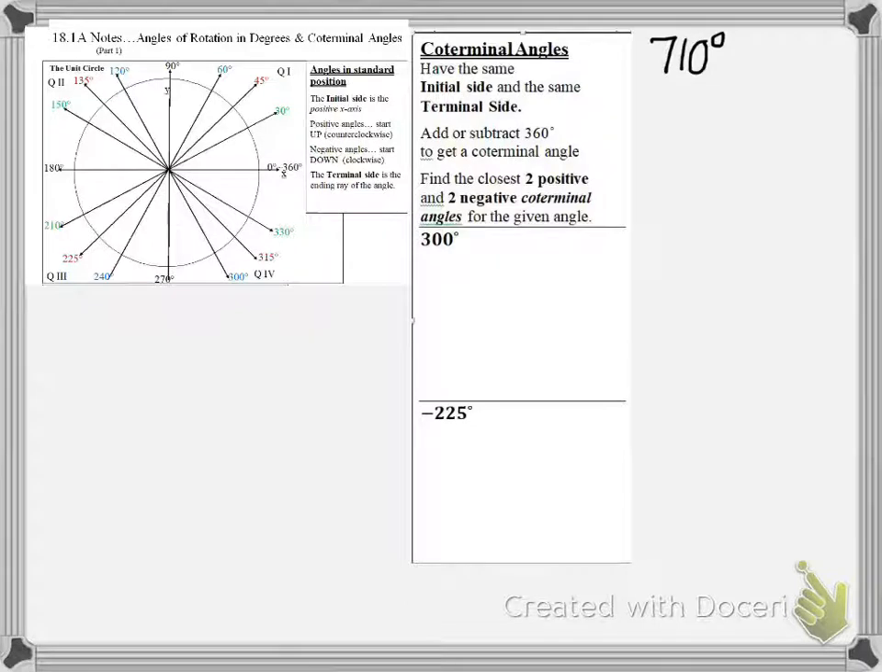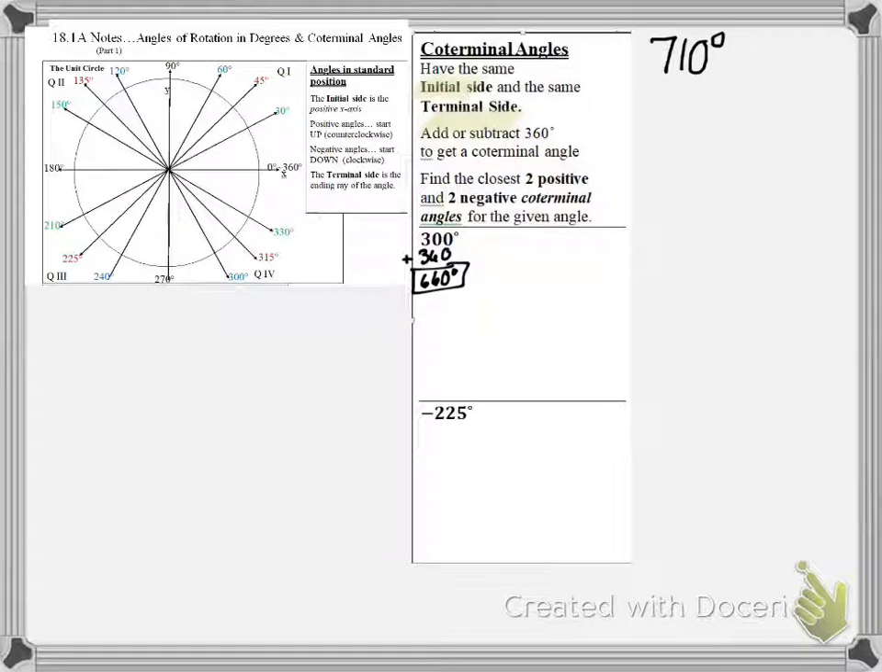So coterminal angles have the same terminal side, the same initial side, and you can get to them by adding or subtracting 360 degrees. We're just going around the circle an extra time. So 300 degrees. If I wanted to find another one that was in the same place as 300 degrees, but was an extra time around the circle, I could say, let's add 360 to that. 360, that makes it 660 degrees. That's the first answer they're looking for.